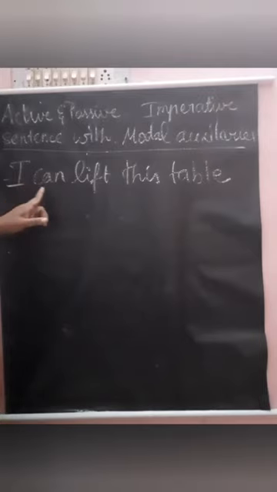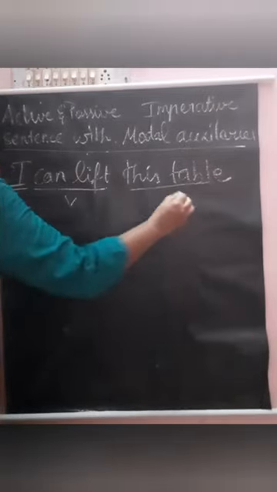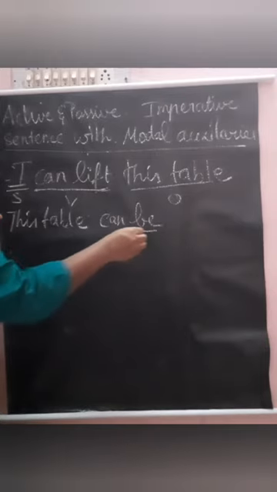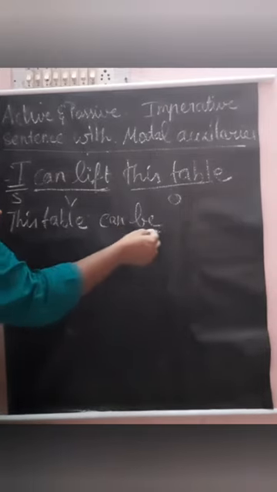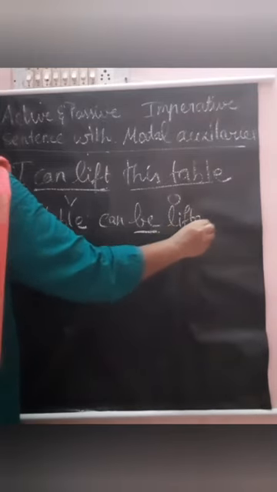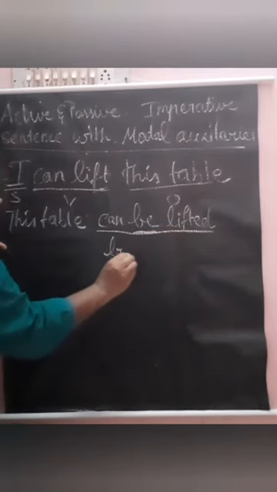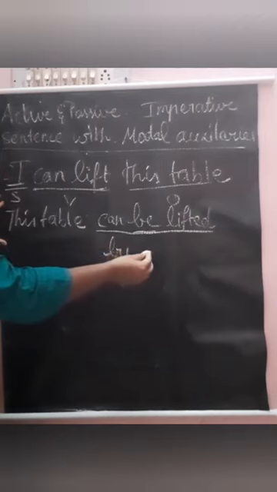The next example, I can lift this table. What we have to do? Find subject, verb, object. Object comes to the front. This table. What is the verb? Can lift. What we have to add? We have to add be after the modal verb. Can be lifted. Third form of the verb. This is the only thing you have to note down. Can be lifted. We have to add by. I, the subject, comes to object place. I is changed into me. This table can be lifted by me.